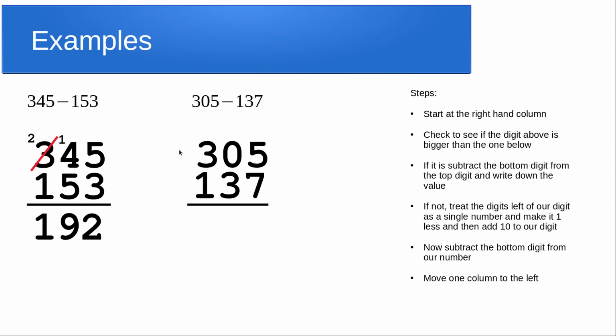If there'd been another 0 here and the 3 was here, we'd have treated it as 300 and crossed it out and made it 299. We just make the whole thing one less. So that's going to become 29, and then we're going to put a 1 here and make that 15. So now we can do our subtractions. 15 take away 7 is 8, 9 take away 3 is 6, and 2 take away 1 is 1.